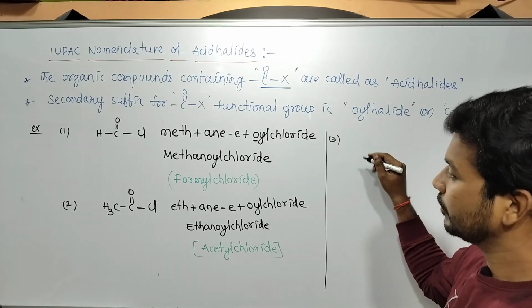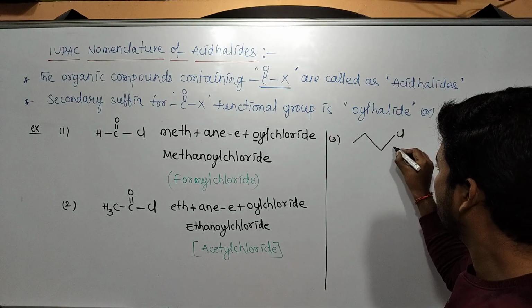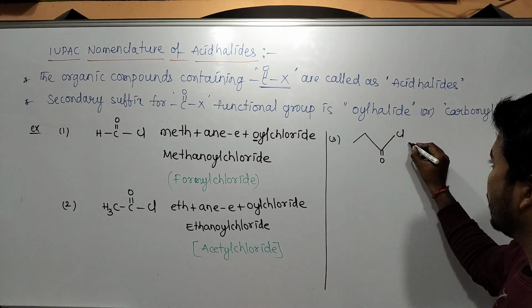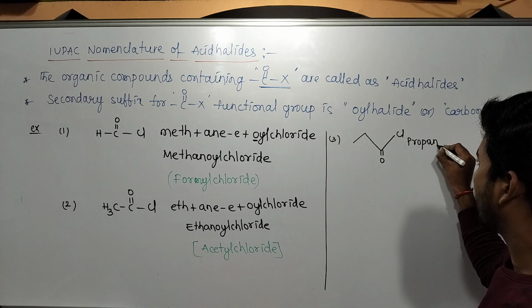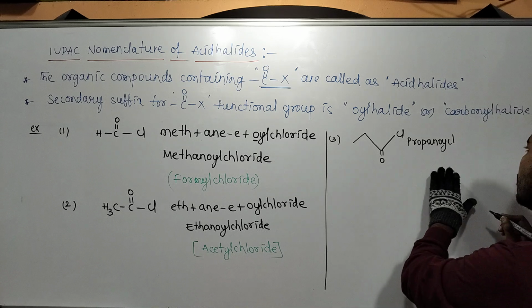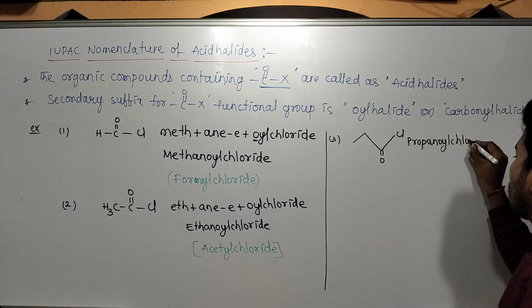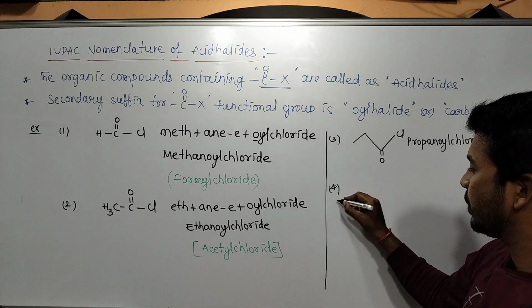Third example. If it is like this, 1, 2, 3 carbon atoms, propanoyl chloride.